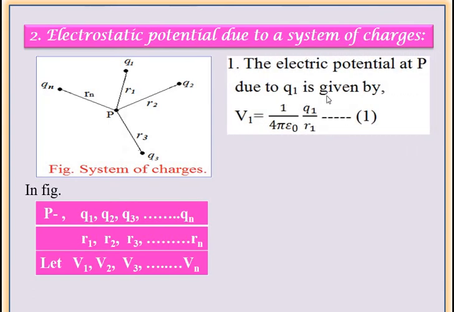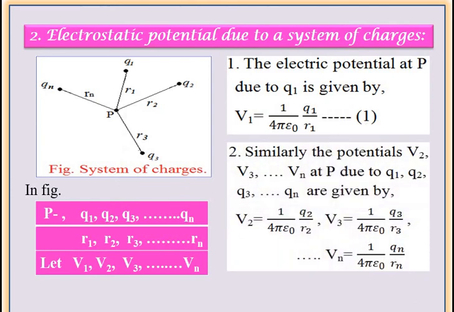The electric potential at a point P due to charge Q1 is given by the relation V1 is equal to 1 upon 4 pi epsilon 0 into Q1 divided by r1. Suppose this is equation number 1. Similarly, the potentials V2, V3 up to Vn at point P due to the charges Q2, Q3 up to Qn are given by the relation: the potential due to charge Q2 is V2. Therefore, V2 is equal to 1 upon 4 pi epsilon 0 into Q2 divided by r2.